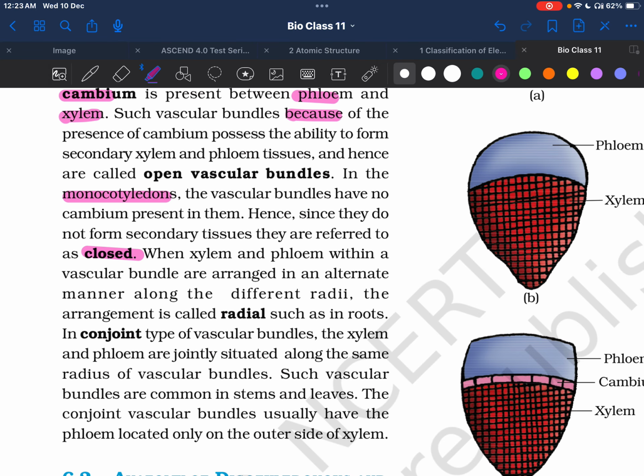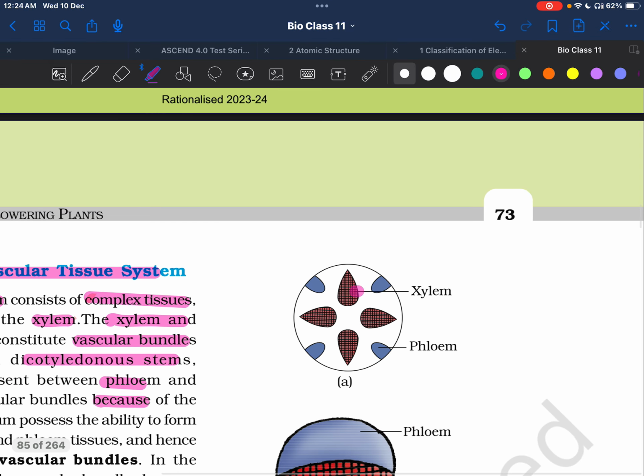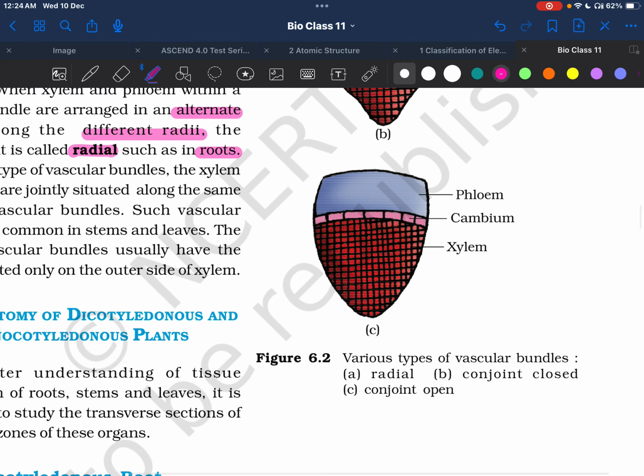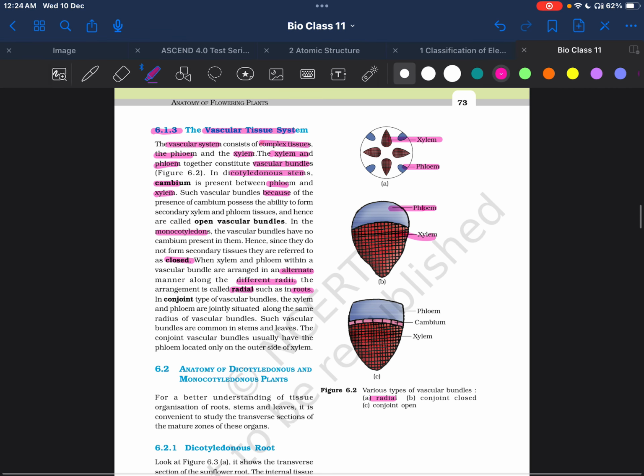When xylem and phloem within a vascular bundle are arranged in an alternate manner along different radii, the arrangement is called radial, such as in roots. In the conjoint type of vascular bundles, the xylem and phloem are jointly situated along the same radius of the vascular bundle. Such vascular bundles are common in stems and leaves. The conjoint vascular bundles usually have the phloem located only on the outer side of the xylem. Various types of vascular bundles: A. Radial, B. Conjoint closed, and C. Conjoint open. Labels: xylem, phloem, cambium.